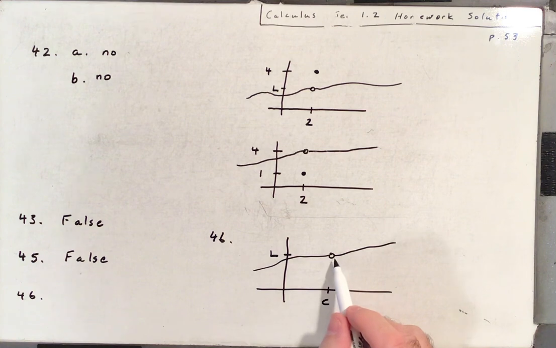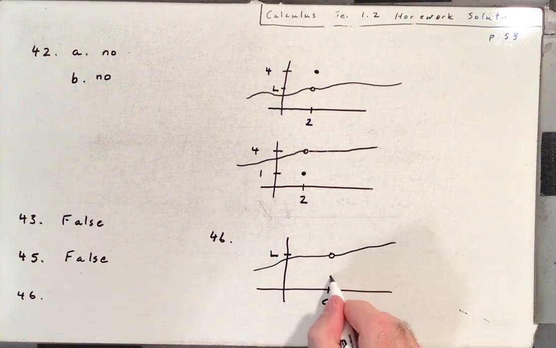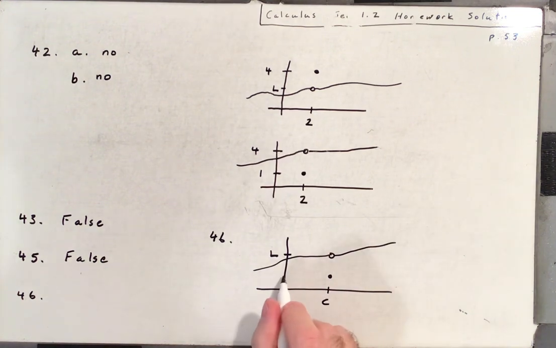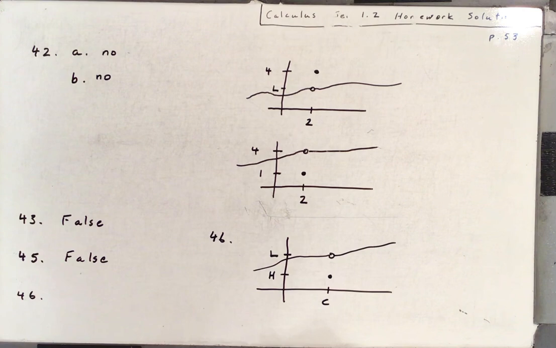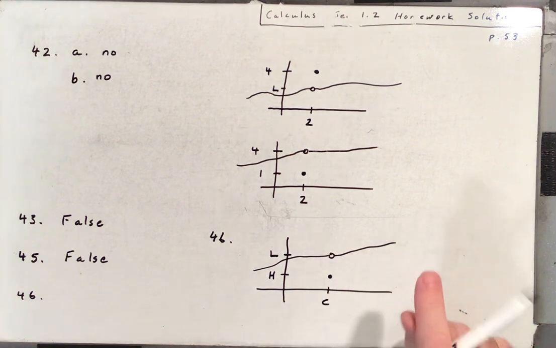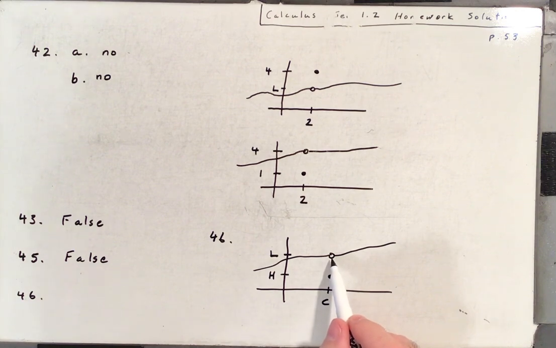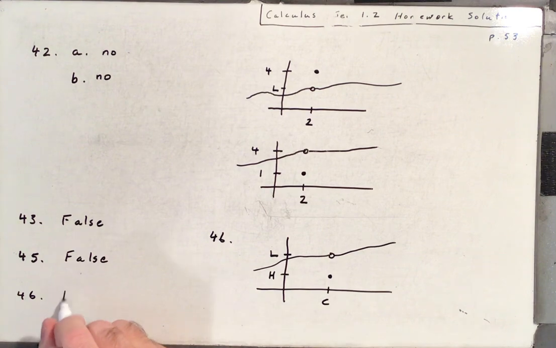But does f of c have to be L? No. F of c could be something else, just like in number 42. It could be H for Hannah. So the algebra solution could be H, but the limit is L. Because it's this kind of situation where you're undefined at c. All right, so the answer to 46 is false.